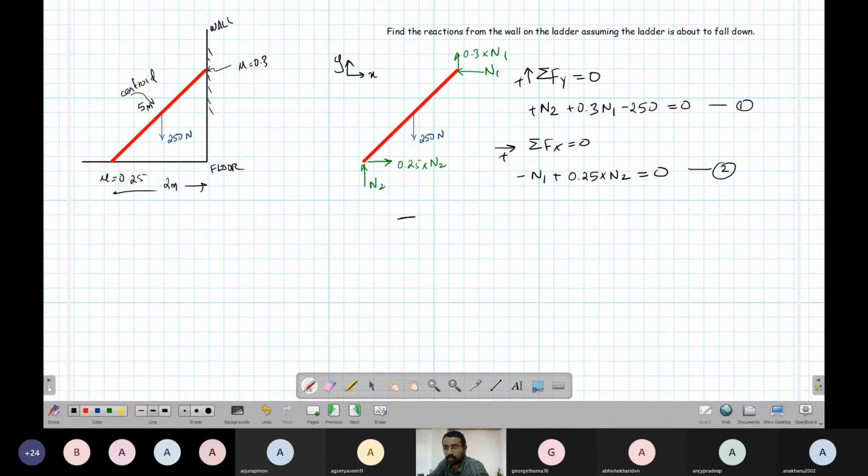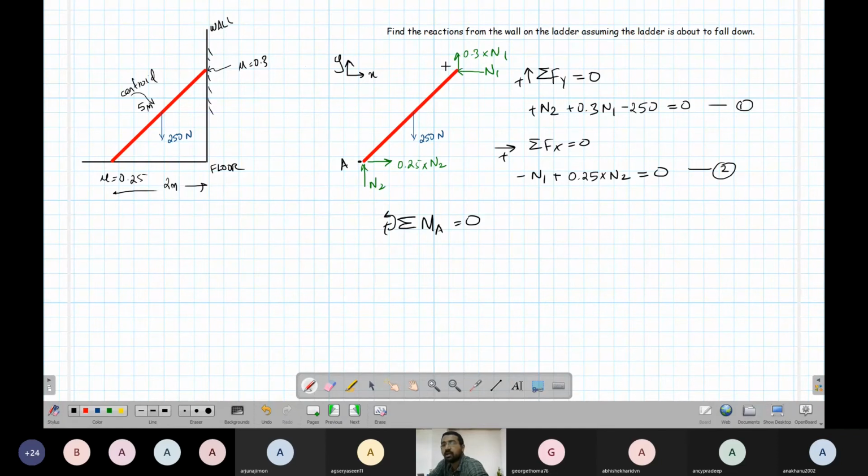You can also take the summation of moments about some point. Let's say I call this point A. Sum of moments about A equal to 0. If you do that, you can easily find the value of N1. One way is to solve these two equations and find the values of N1 and N2, or the easier way is first the moment about A equal to 0.